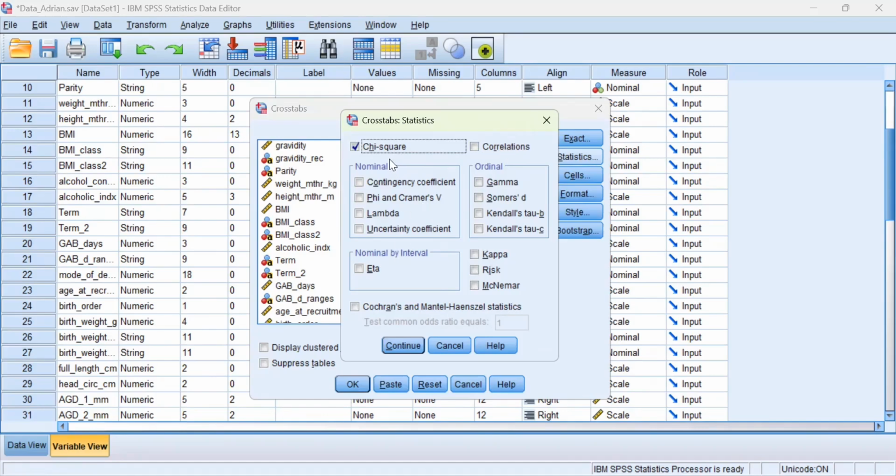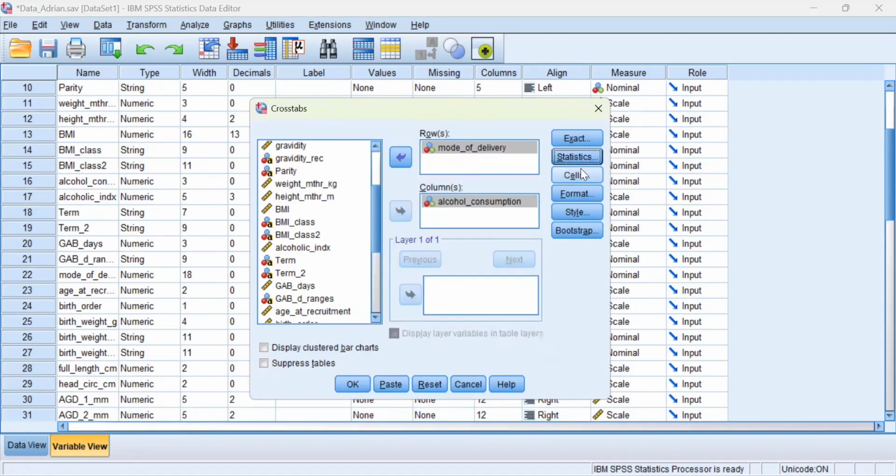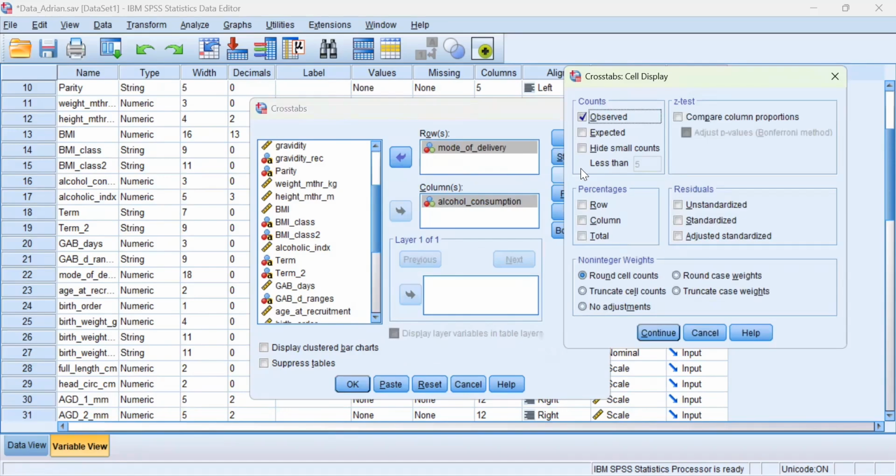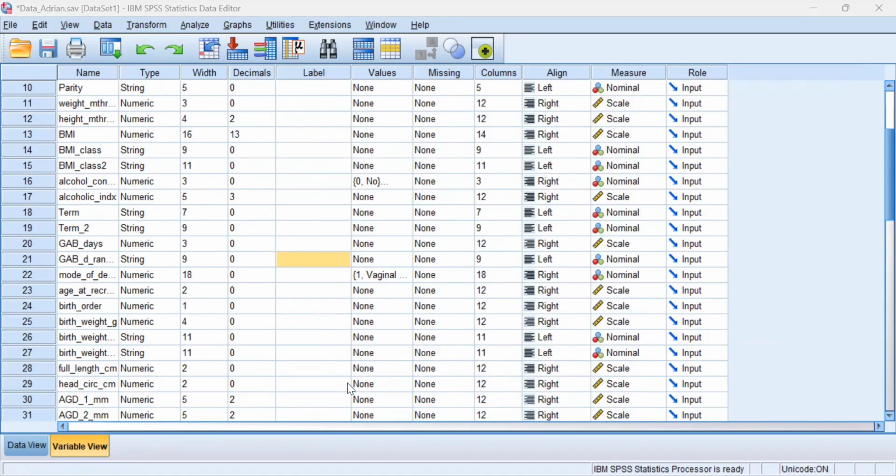All right, so we take chi-square and under Cells, we want to have percentages too, and we want to have it for the columns. Since we have chosen the way we want to present it, you choose column. You can still choose row and total, but they give you a lot of data. I will just choose column here and then continue and take OK. And then we look at our results.